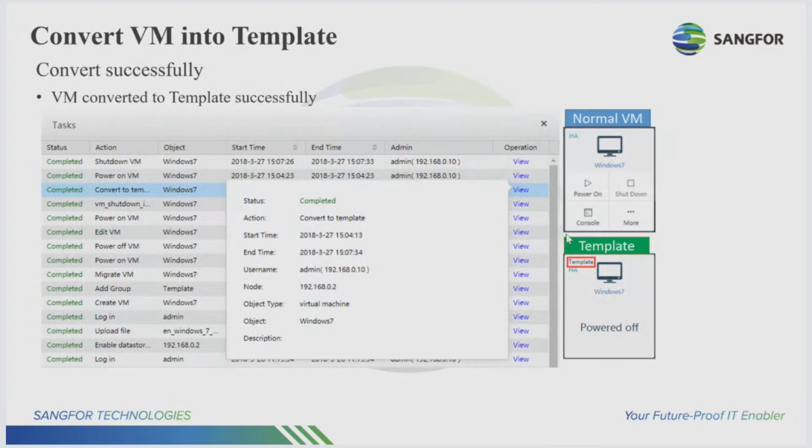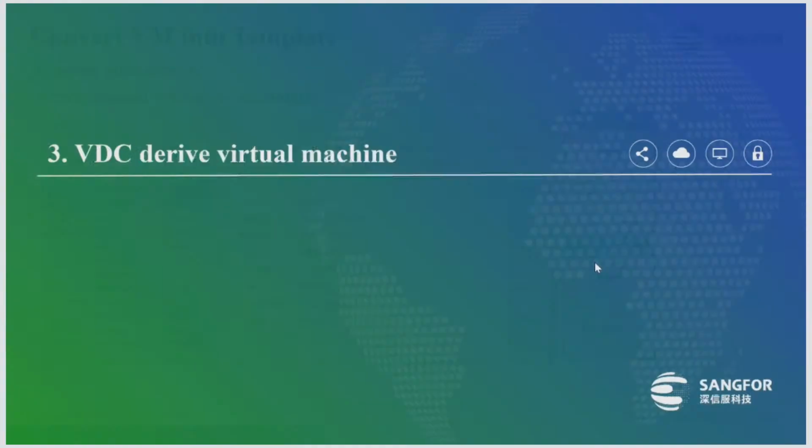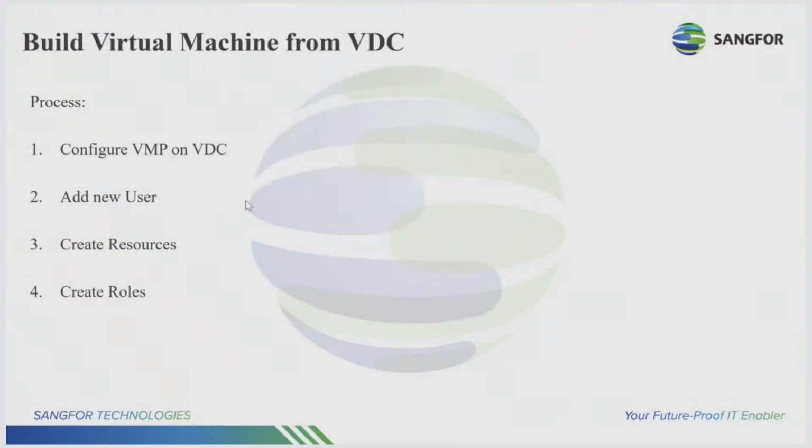Yeah, once it's converted to the template, you can see there is a caption in the left corner for this virtual machine, saying it is a template. Then the last one, we need to set policy from VDC. Okay, the process: first, configure VMP on VDC, add new users, create resources, and create roles. This is a detailed configuration process.